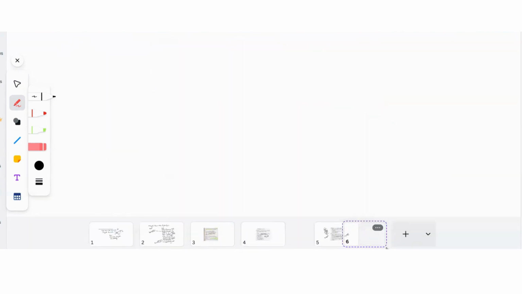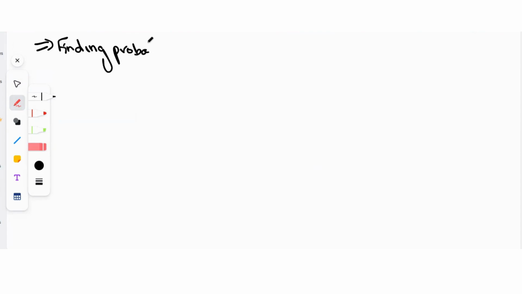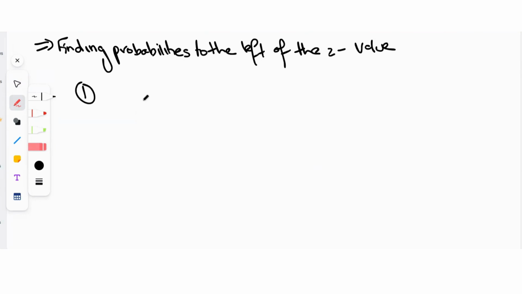So let's look at an example question for that, just a second before we bring in the Z table. Now let's first start and see how we can find probabilities to the left of the z value. So here we look at two examples: one, probability Z is less than some positive value, and then probability Z is less than some negative value. Probability Z is less than or equal to 1.96.